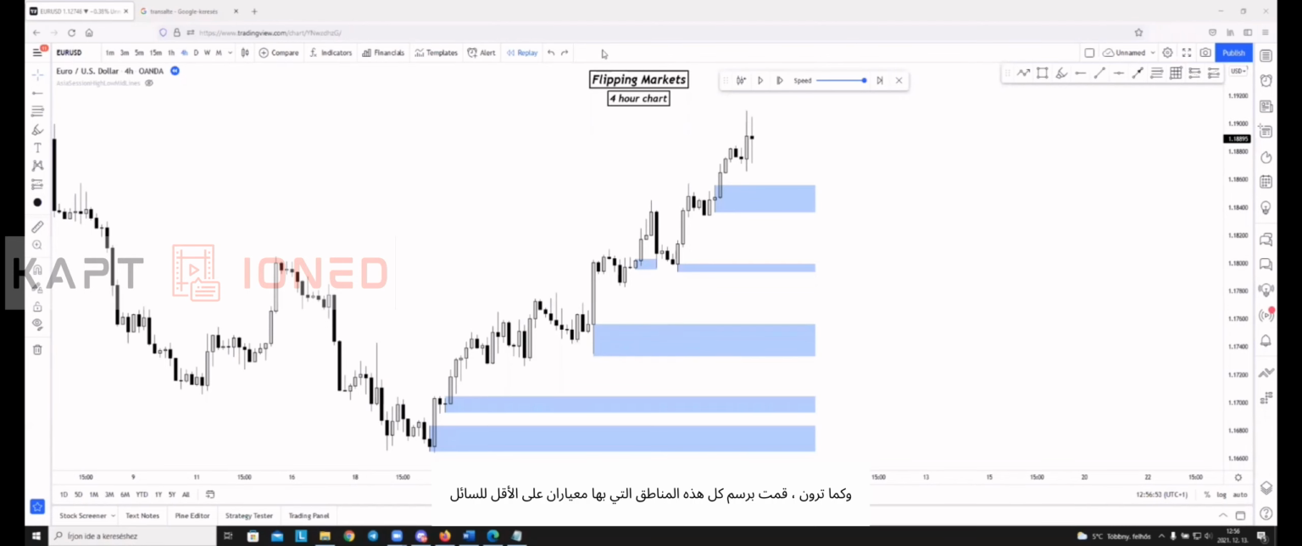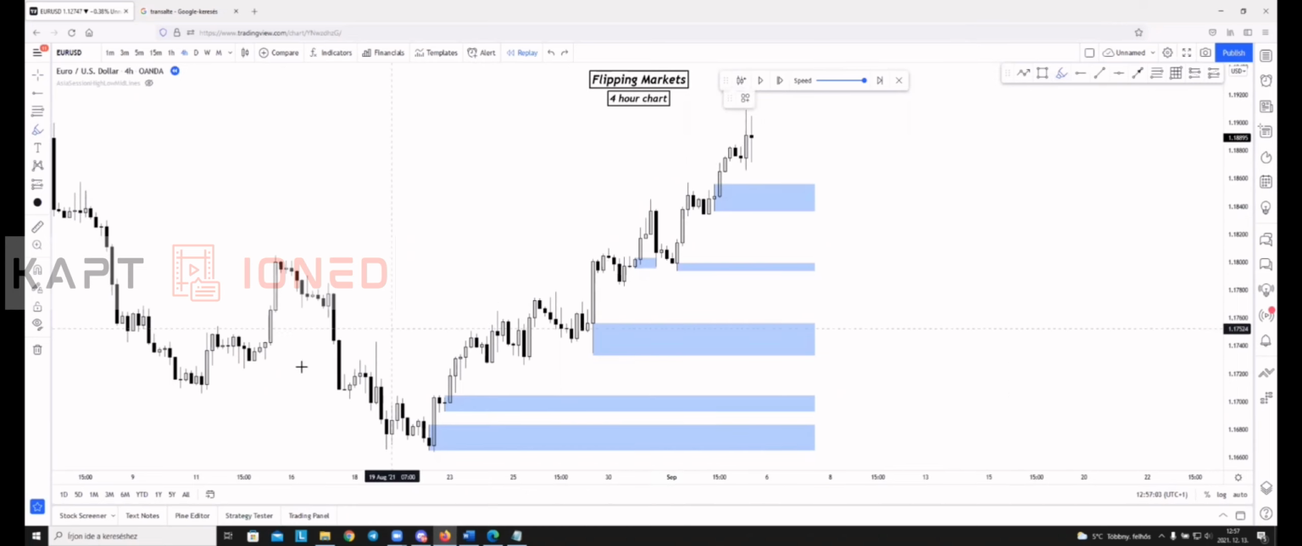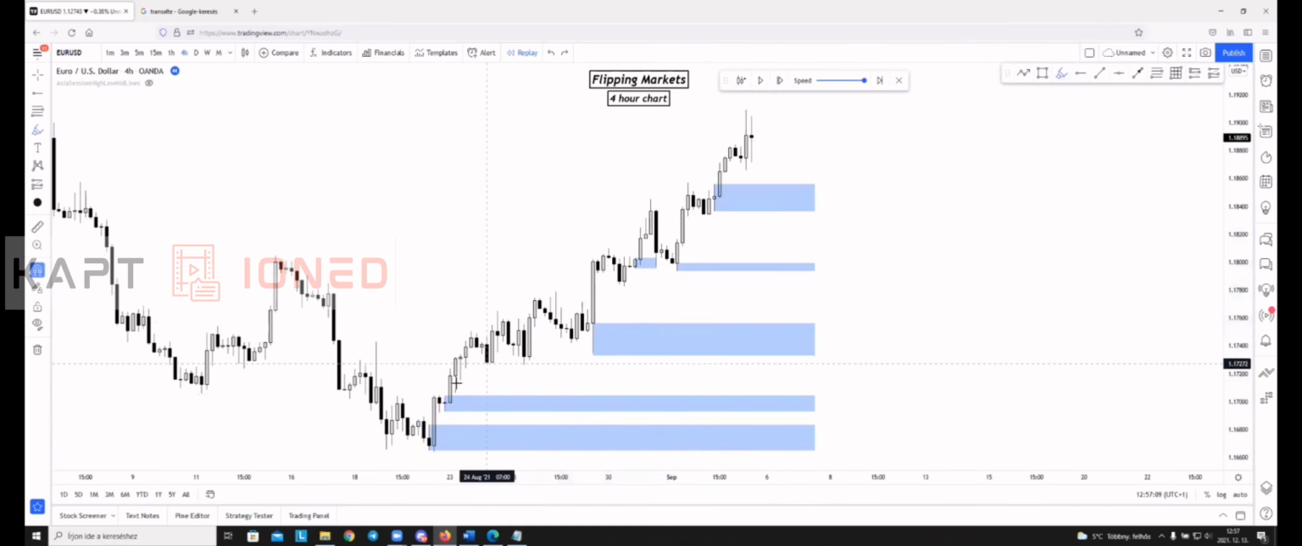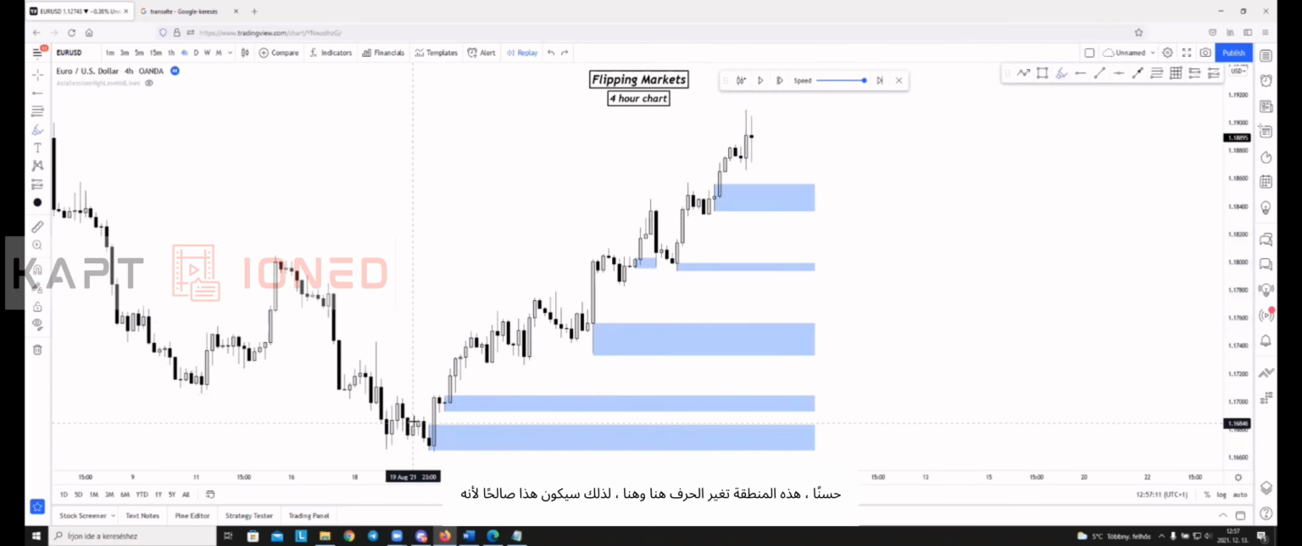So the 1 minute is over, and as you can see, I drew all of the zones that have at least 2 criteria: liquidity collect, break of structure, and inefficiency. Okay, let's check them out. As you can see, this is our first zone. We call it an extreme zone because it was the start of the whole order flow. Okay, this zone changed character here and here. So this will be valid because it created inefficiency and swept liquidity.